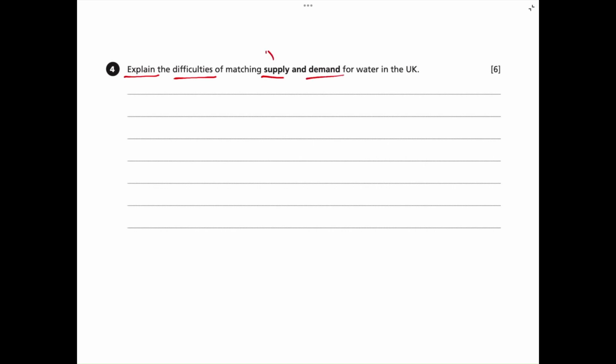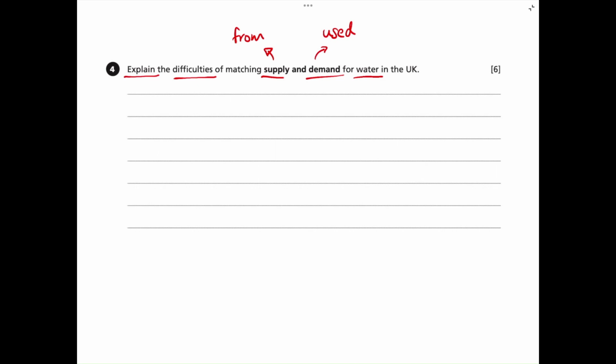So supply is where the water comes from, and the demand is how it is used, of water in the UK. Just be careful, there are questions about other resources in the UK, such as food and energy, but this is asking us specifically about water.